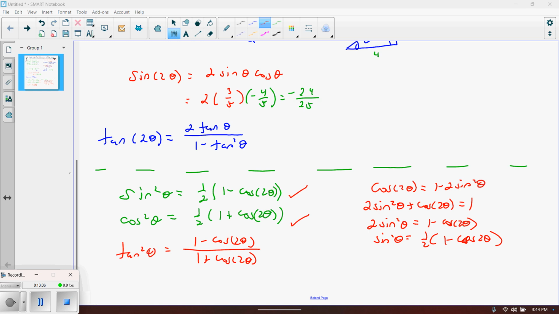All right, so again, those are the sine and cosine squared reducing formulas. You reduce these formulas to something which no longer has a square in it. All right, let's do an example.